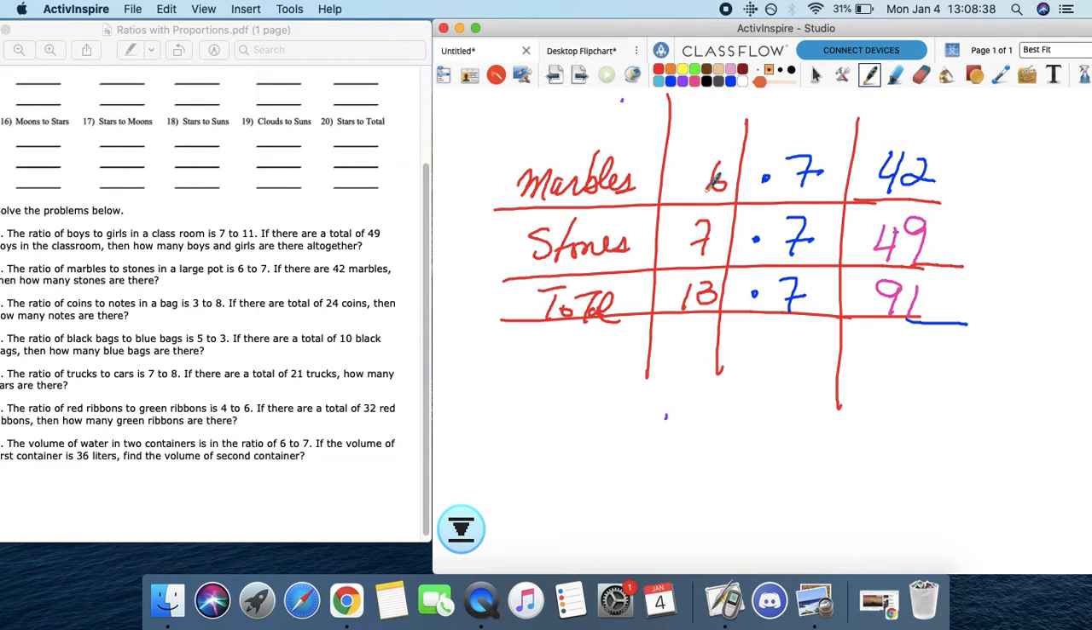Now we can answer the question. When there are 42 marbles, how many stones are there? Here's my answer. When there are 42 marbles, I'm going to have 49 stones.